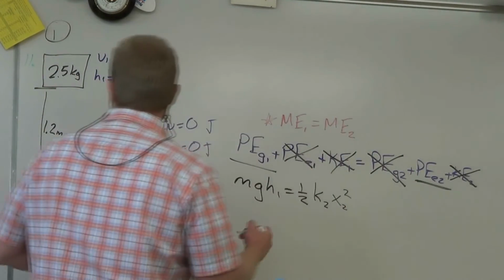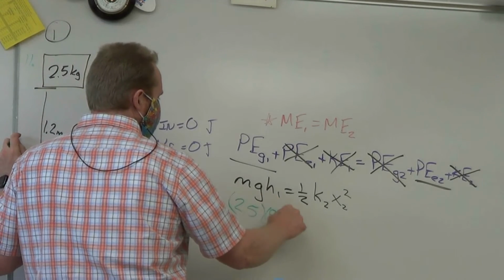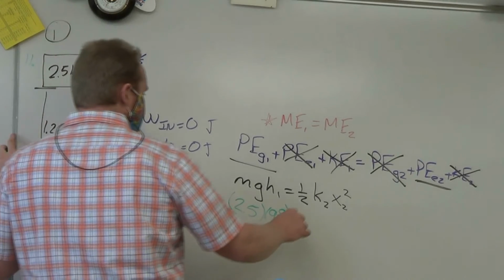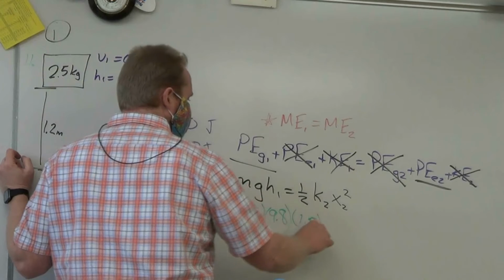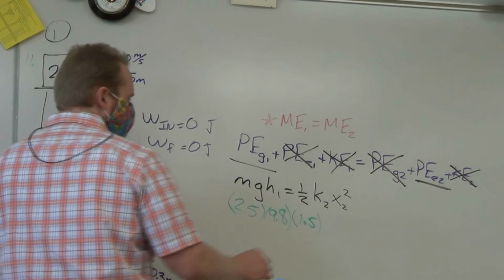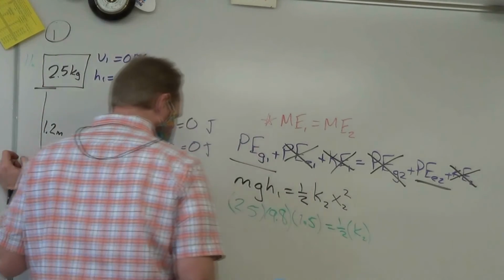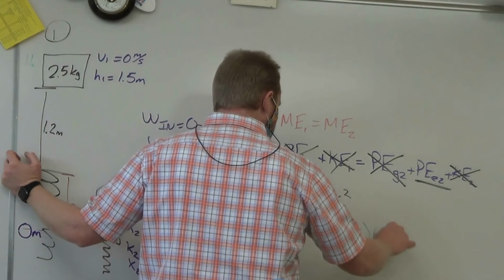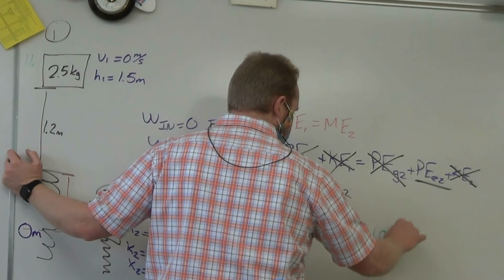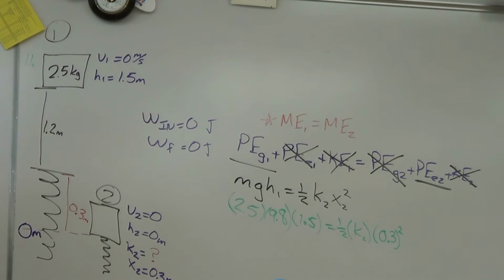So then we start plugging numbers in. Mass is 2.5, gravitational acceleration is 9.8. We said H1 was going to be 1.5 because of where we defined our height to be 0. And that's equal to 1/2 our K2 value, which is what we're trying to solve for. What is our spring constant? And then that's going to be times how far that spring is compressed, which is 0.3 meters. And don't forget to square that value. That's a pretty common math error that is made.